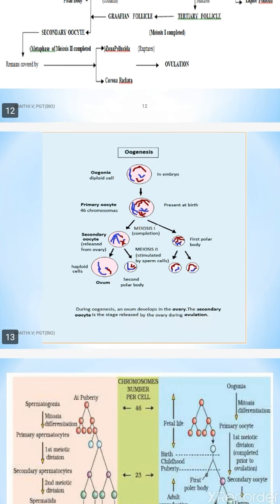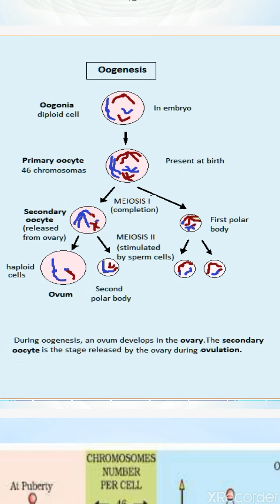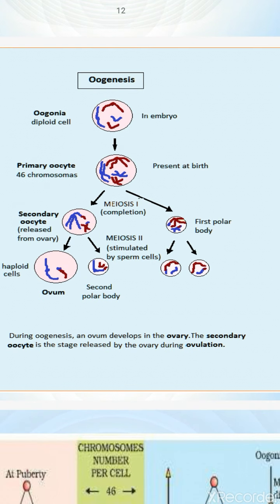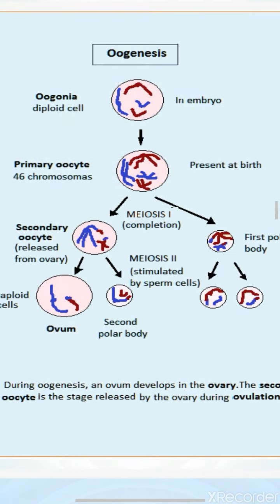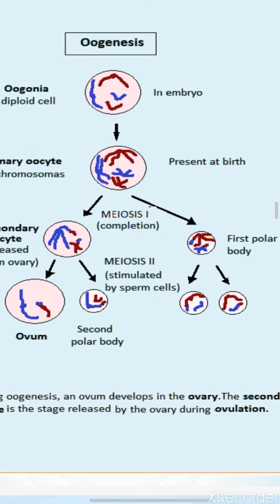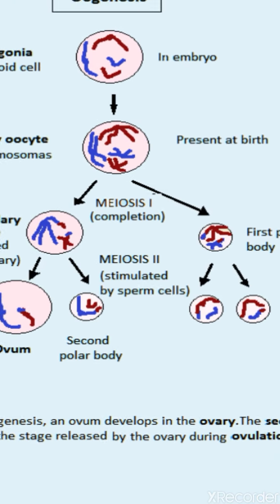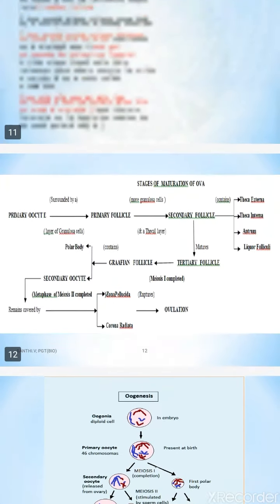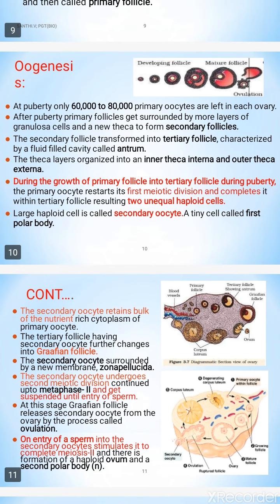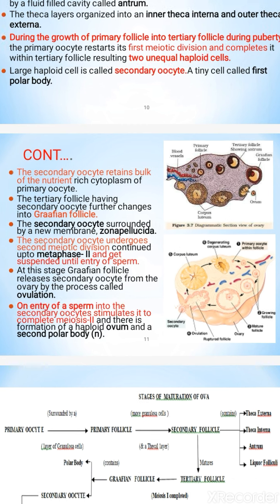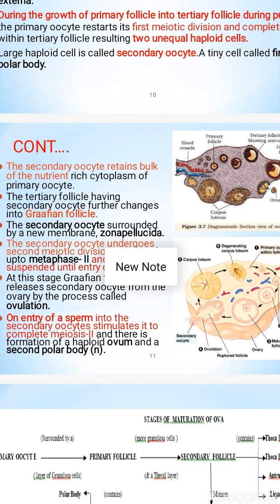Okay children, here you can see the polar body formed. This is the oogonia, primary oocyte with 46 chromosomes, then the secondary oocyte. One is bigger, the other is smaller. The smaller one you call the first polar body and the bigger one you call the secondary oocyte. The secondary oocyte contains the bulk of nutrients as it has rich cytoplasm. Now the tertiary follicle has the secondary oocyte.